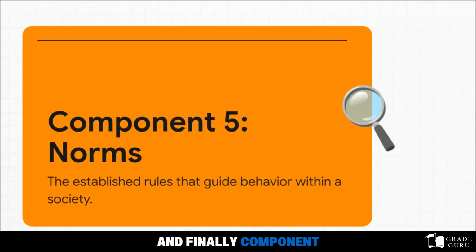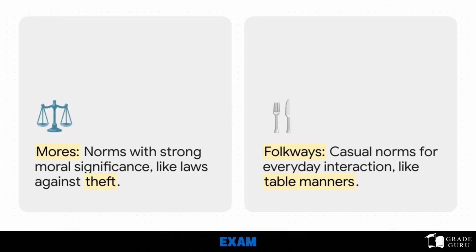And finally, component 5, norms. Norms are basically the rules for how to behave. They're the established guidelines that tell us how to act in any given situation. You could almost call them the unwritten and sometimes written instruction manual for social life. And for your exam, you have to know that there are 2 main types of norms.